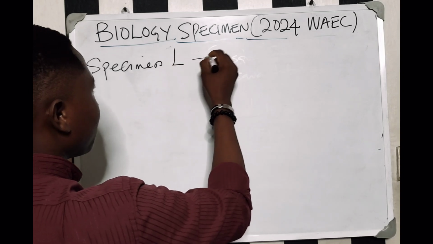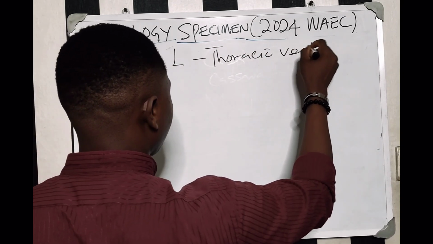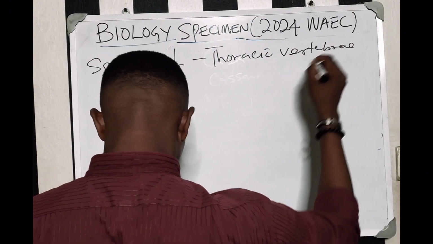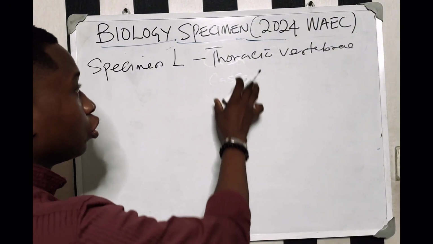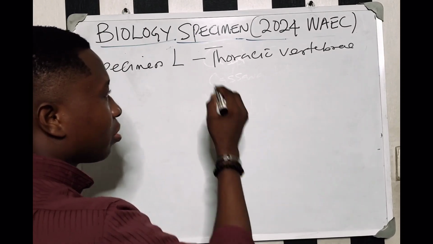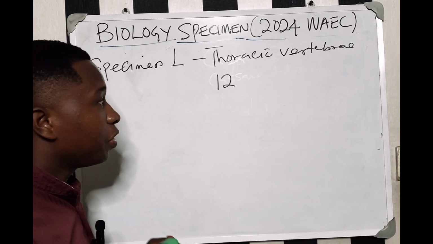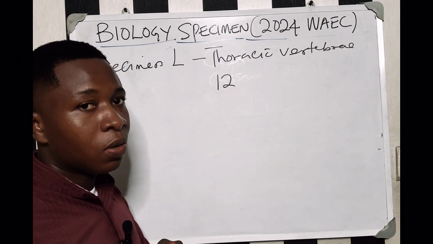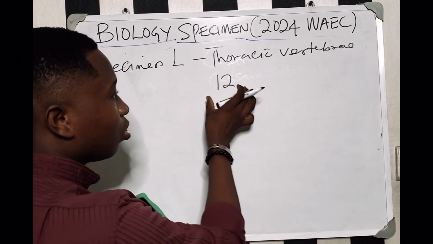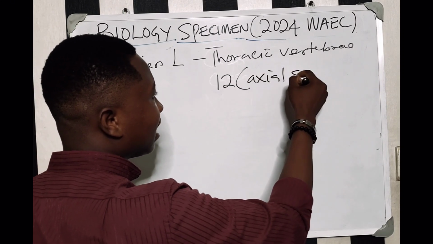Specimen L is the thoracic vertebrae. You should know firstly that the thoracic vertebrae are 12 in number. I did a video of the axial skeleton, you can go and check it out. They are 12 in number. It is part of the axial skeleton.